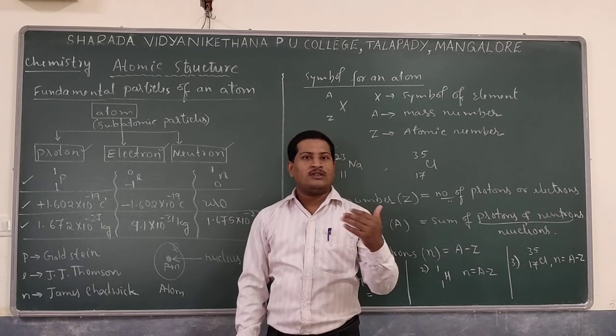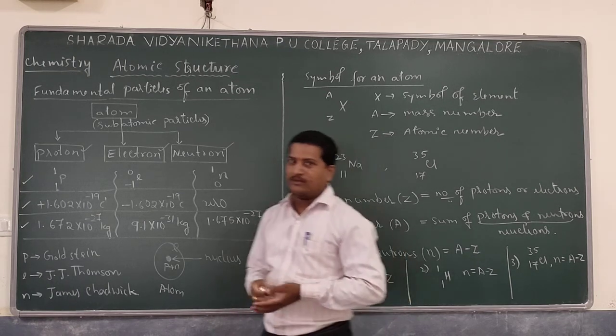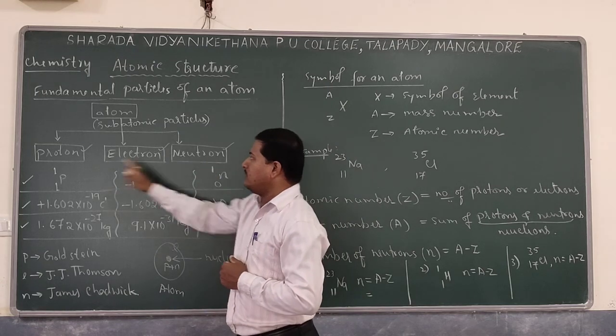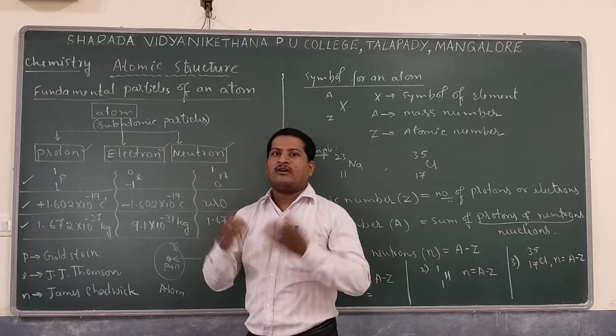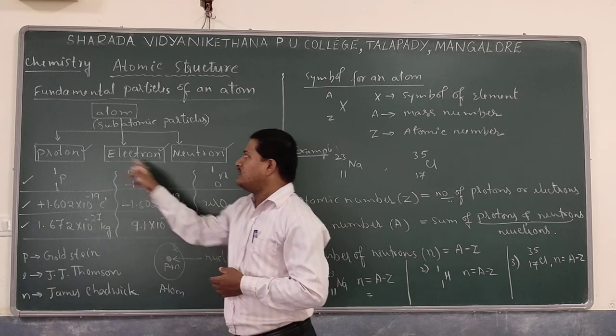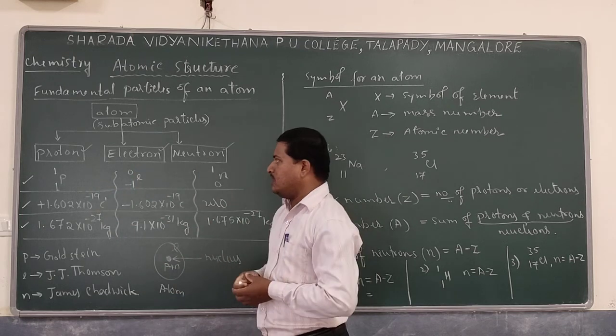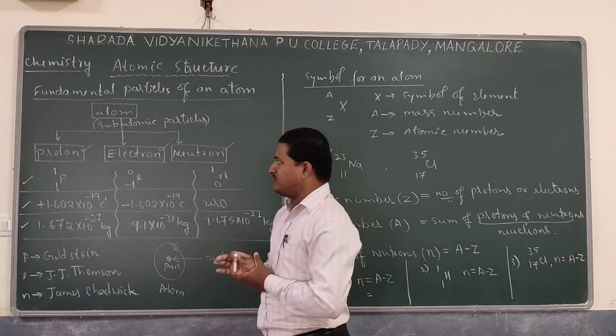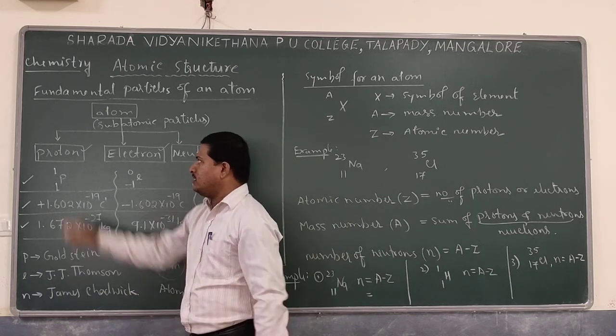These are the three main subatomic particles. There are more than 35 subatomic particles for an atom, but we observed three important subatomic particles for all physical and chemical properties. And let us see some important aspects with respect to these subatomic particles.